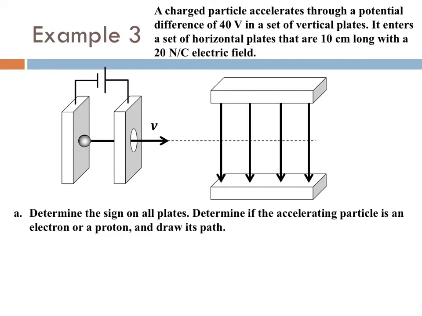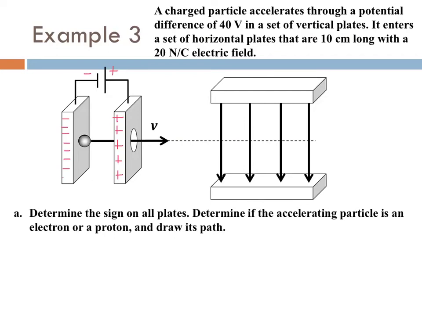Now this last example has several steps. It says a charged particle accelerates through a potential difference of 40 volts in a set of vertical plates. It enters a set of horizontal plates that are 10 centimeters long with a 20 Newton per Coulomb electric field. You're asked to first determine the sign on all the plates. Determine if the accelerating particle is an electron or a proton and draw its path. Now, we said previously that this battery shows that the side on the right is positive and the side on the left is negative. That means this plate is positive and this side is negative.